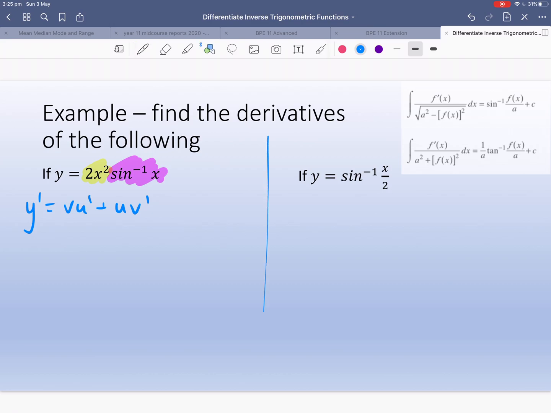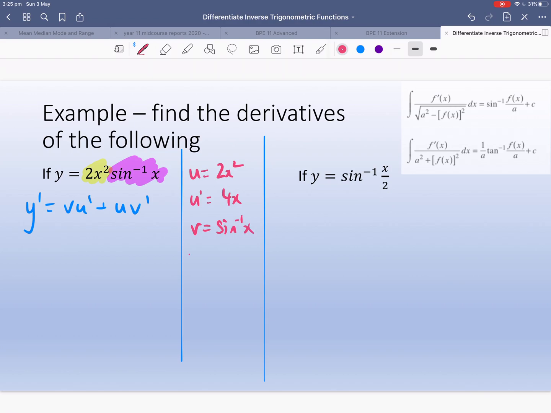And I'm going to give a space here, but I'm also going to give a space here. And I'm going to write what u equals: 2x squared. So that means u dash will equal 4x. v equals inverse sine of x. v dash equals 1 over the square root of 1 minus x squared.